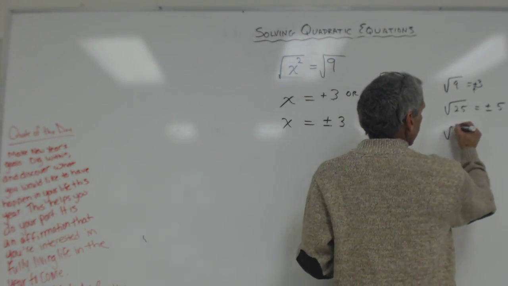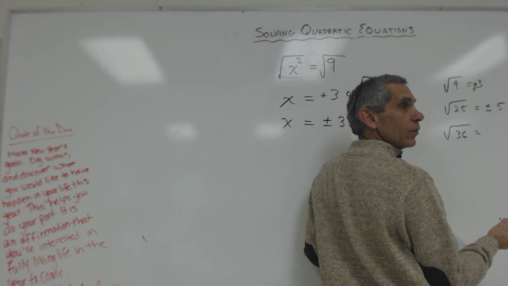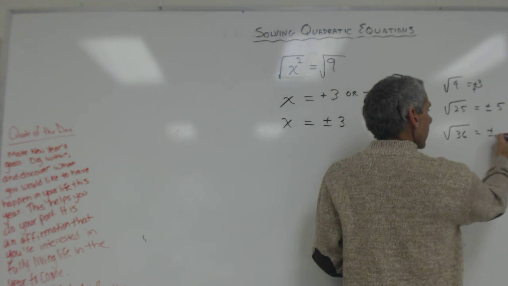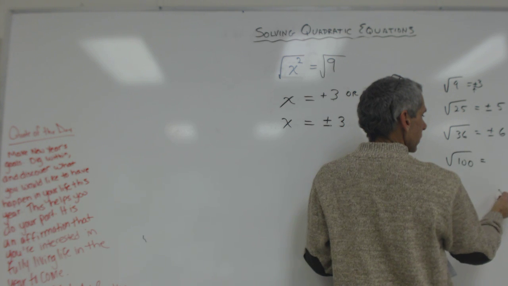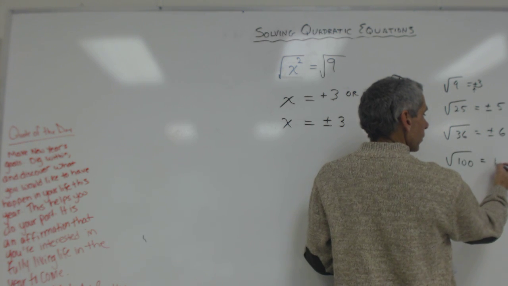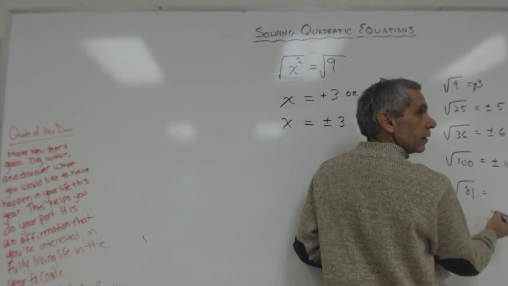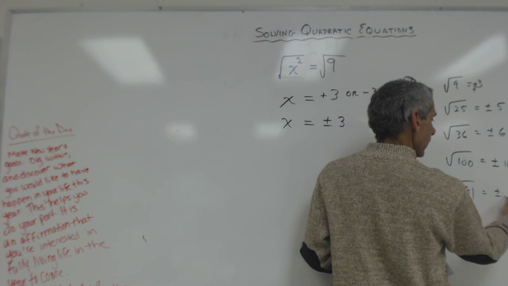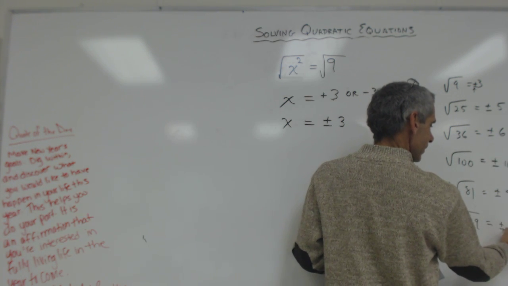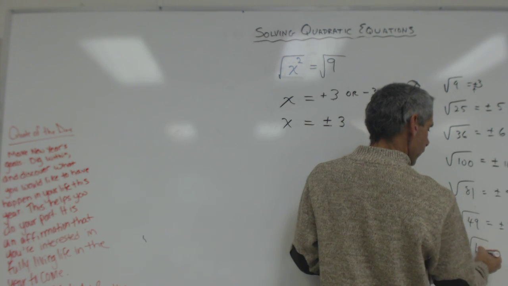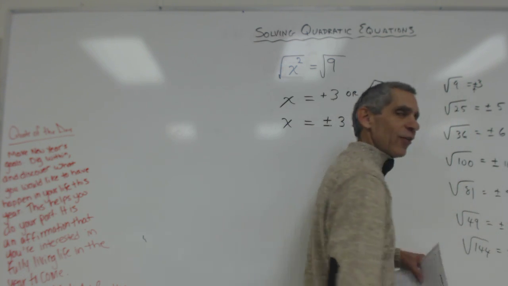What is the square root of 36? 6. Plus or minus 6. What's the square root of 100? Plus or minus 10. What's the square root of 81? Plus or minus 9. What's the square root of 49? Plus or minus 7. What's the square root of 144? 12. Plus or minus. Okay, very good. You got it.